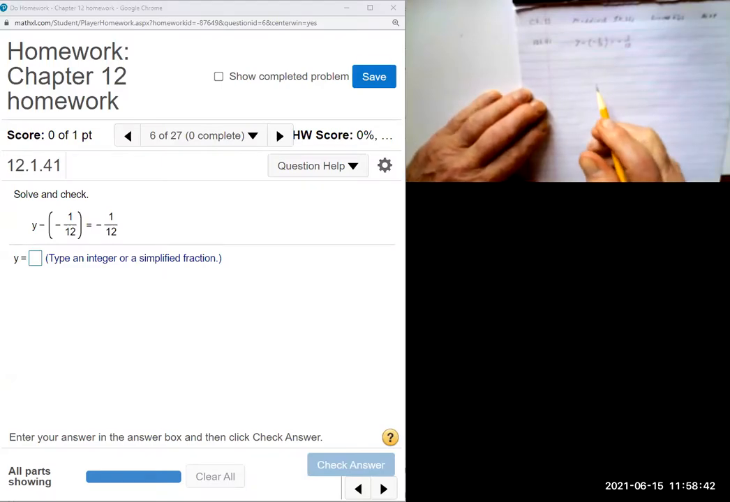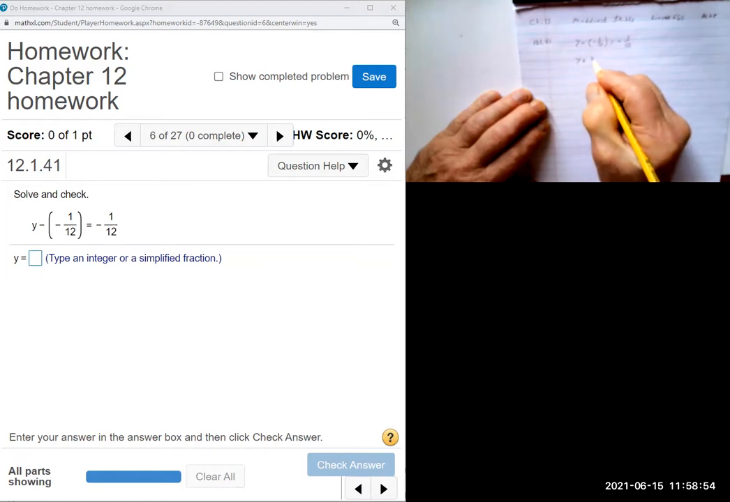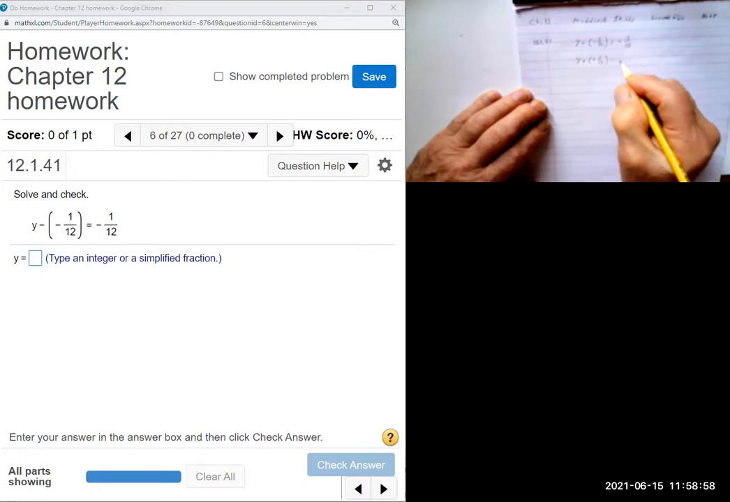Here we're asked to solve an equation for the letter y. It says y subtract the negative number negative 1/12. Well, subtracting a negative is effectively adding the opposite, which is a positive, and that's still equal to negative 1/12.